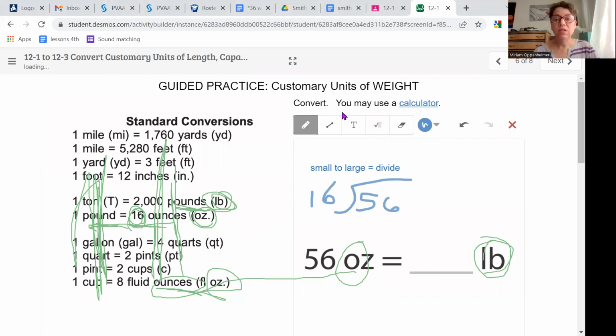And then you can use this calculator again. The calculator's up here to discover the answer. 56 divided by 16. That's going to be your answer. Or you could try to do the math. I would use a calculator here because it's not something that I just easily know. Okay, now we're going to go to next.